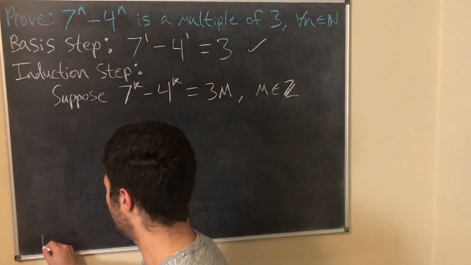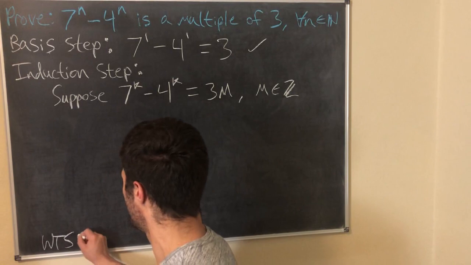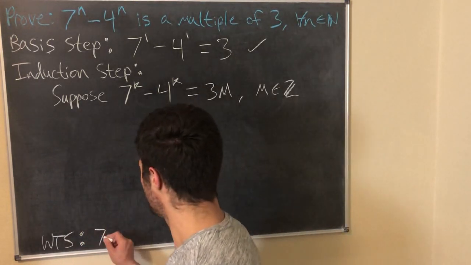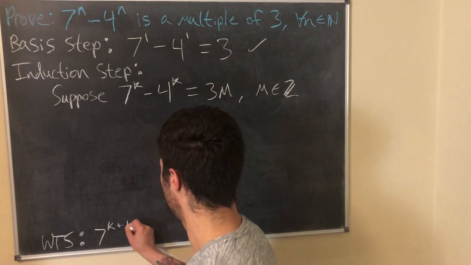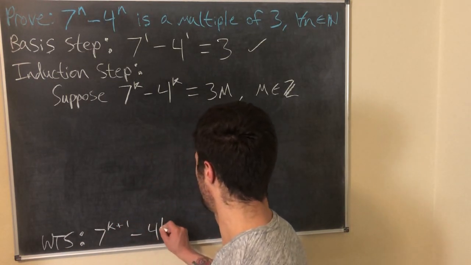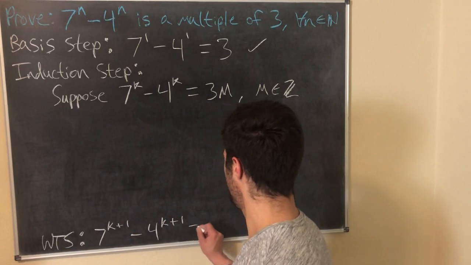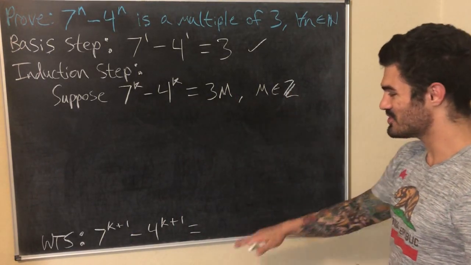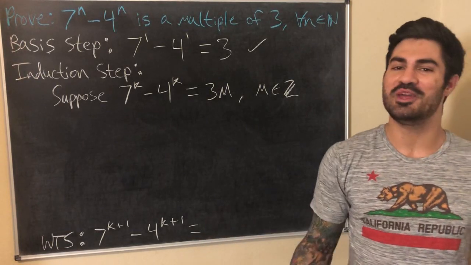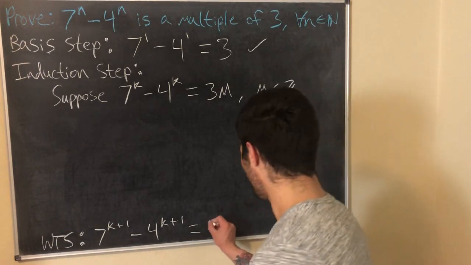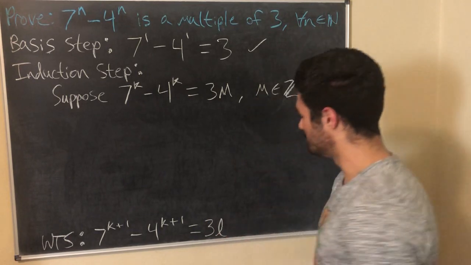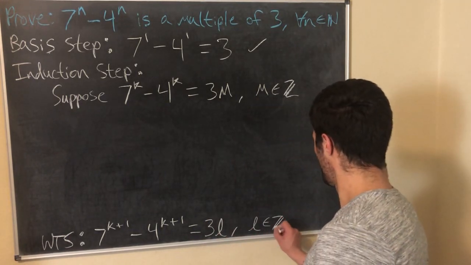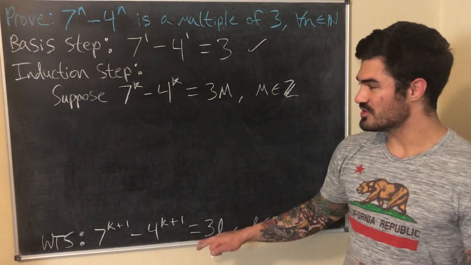So let's write it out down here. And you don't have to write what you want to show at the bottom. I'm just doing that to be consistent. So we want to show that 7 to the k plus 1 minus 4 to the k plus 1 is equal to, what do you think, 3m? No, right? Because that's what this is equal to. We just want to show that it's equal to 3 times some integer. So we definitely want to use a different letter there. I'll use L, where L is just some integer, right? Okay, so this is what we want to show.